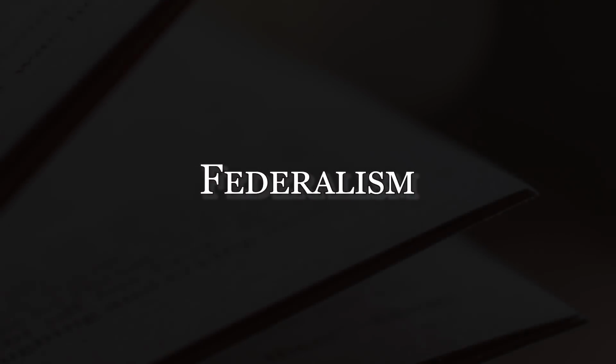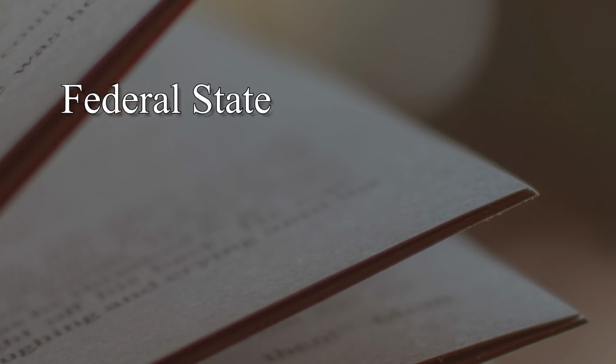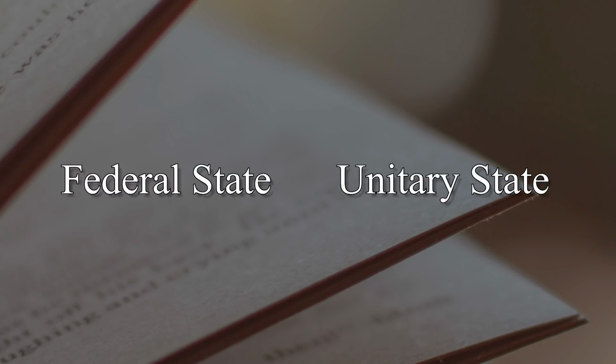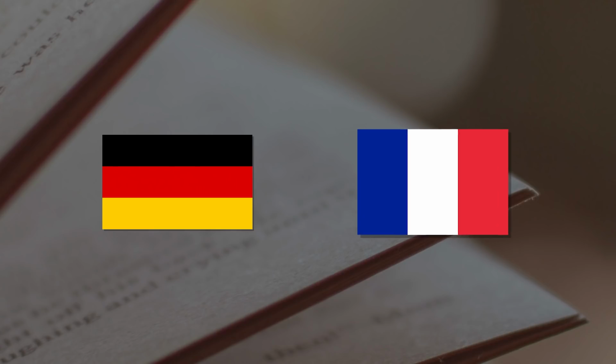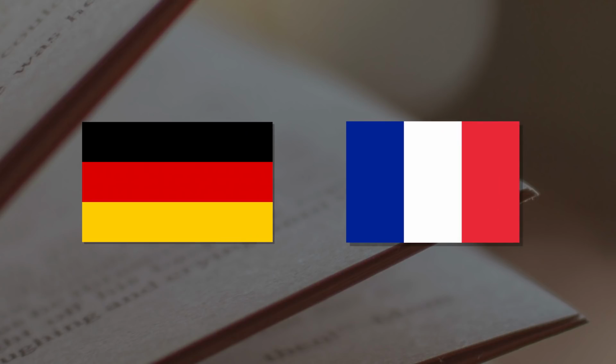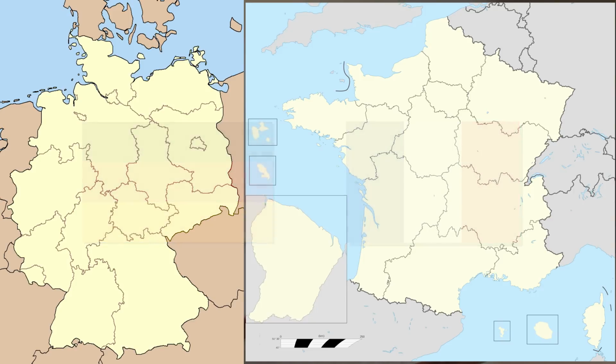Thirdly, there is federalism. Basically, you have 2 general options. You can be a federal state or a unitary state. We can look at France and Germany as examples. France is unitary, Germany is federal. But make no mistake, both of them are divided into smaller subnational units.